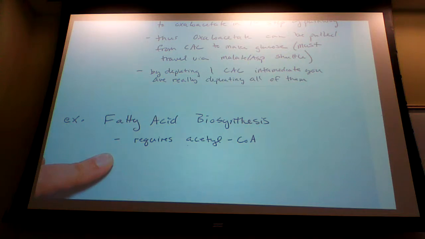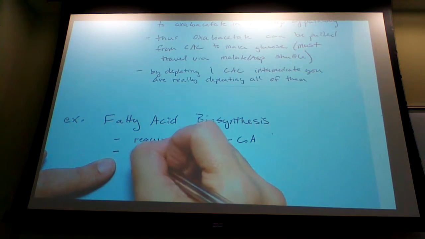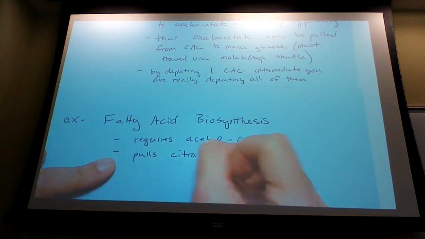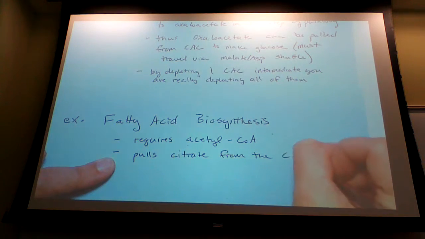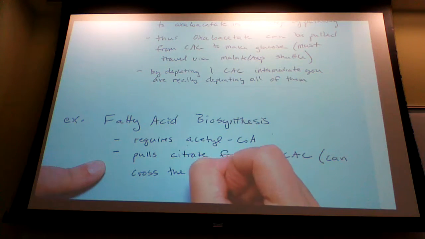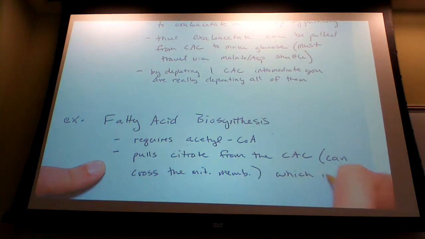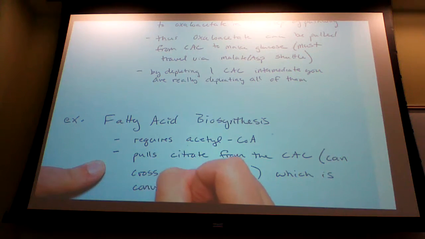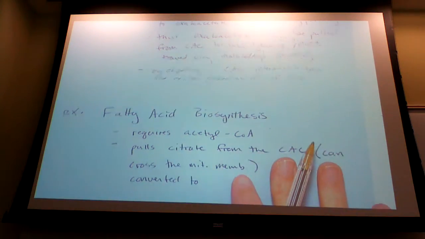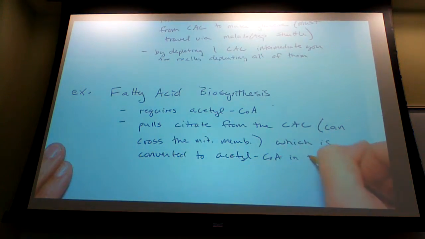Acetyl coenzyme A is what it needs. Acetyl coenzyme A can't cross the membrane. That's not actually what gets depleted. What it does is it pulls citrate from the CAC, and this can cross the mitochondrial membrane, which is converted to acetyl coenzyme A in the cytosol.